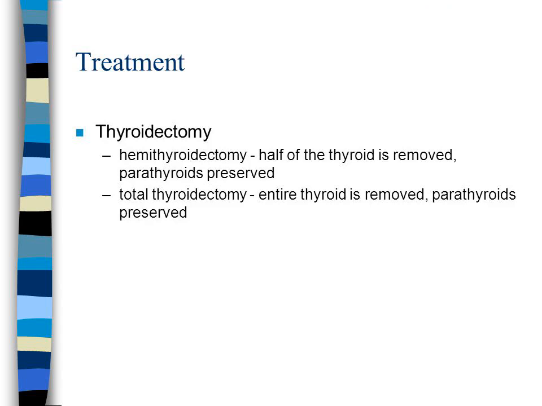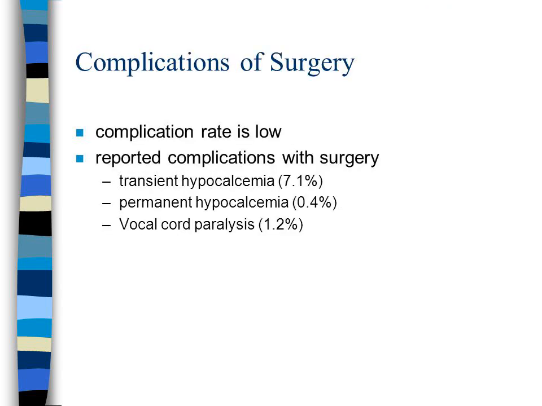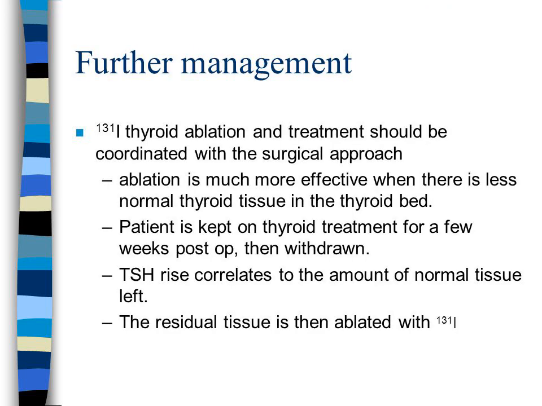Hemithyroidectomy: half of the thyroid is removed, parathyroids preserved. Total thyroidectomy: entire thyroid is removed, parathyroids preserved. Complications of surgery. Complication rate is low. Reported complications with surgery: transient hypocalcemia, 7.1%. Permanent hypocalcemia, 0.4%. Vocal cord paralysis, 1.2%.